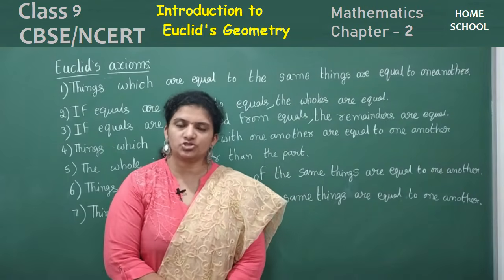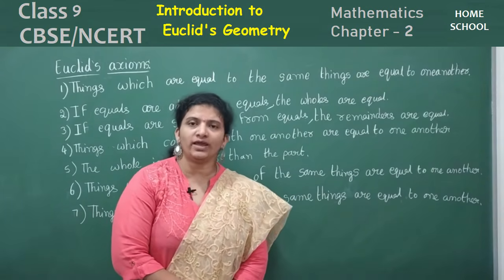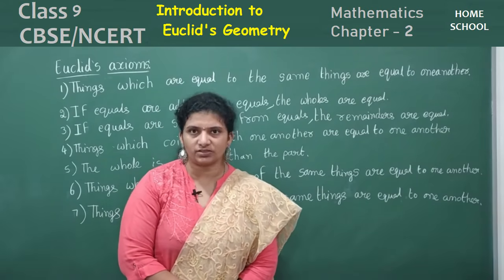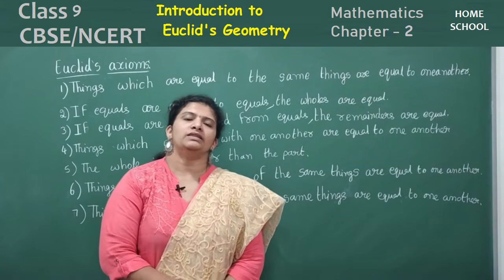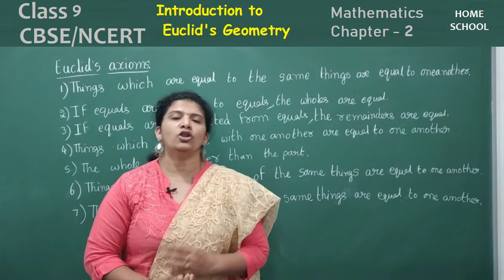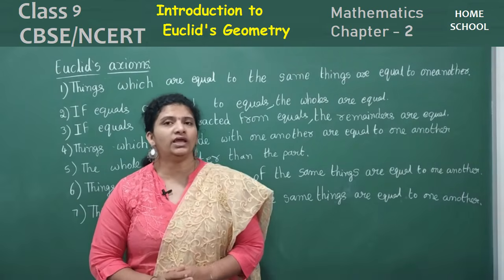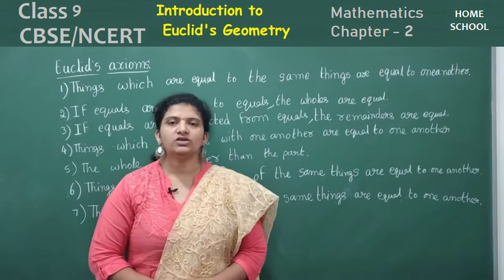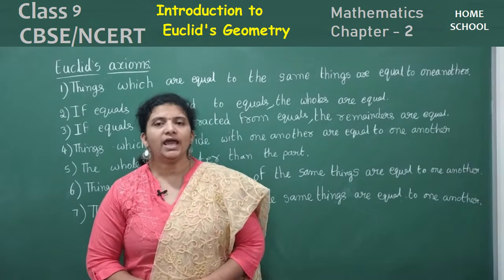Axioms and postulates. These are the assumptions which have been made. Without any proof, we are going to accept them. These are all called universal truths. What are those, children? Axioms and postulates. So where are these applicable? Axioms are applicable in all parts of mathematics, whereas postulates are concerned with only geometry. These are the universal truths which are accepted without any proof.